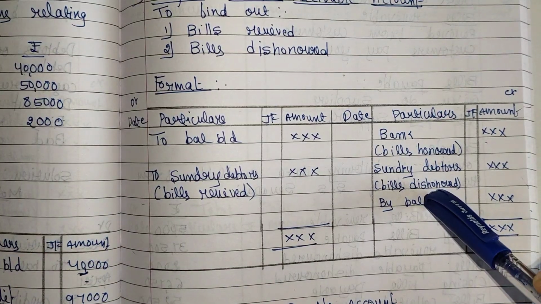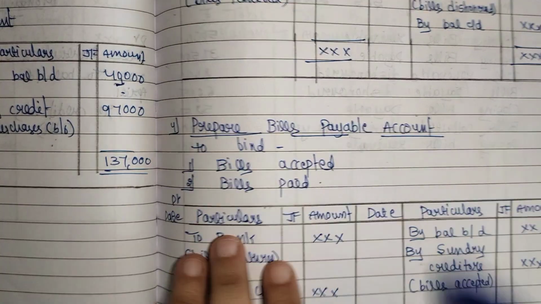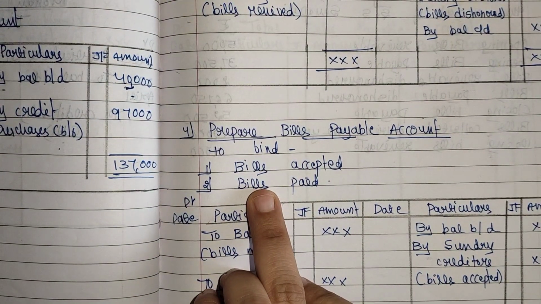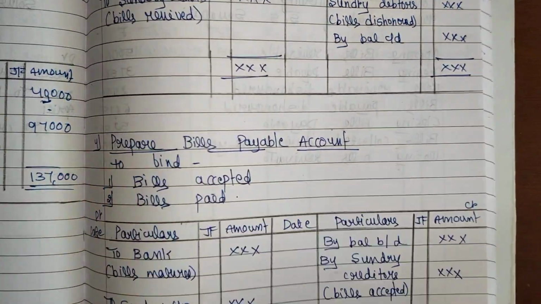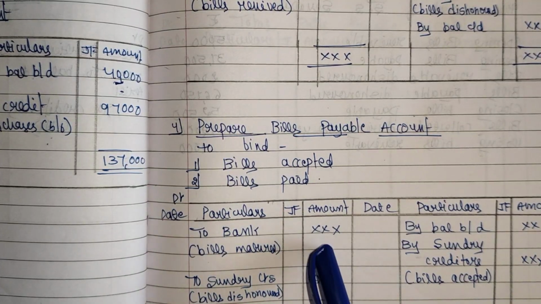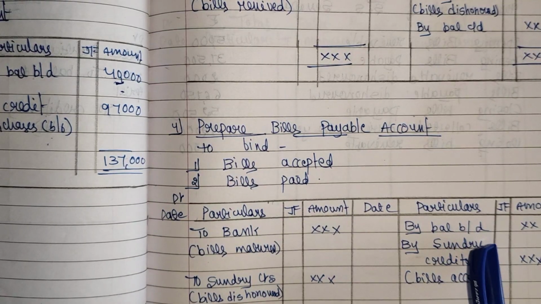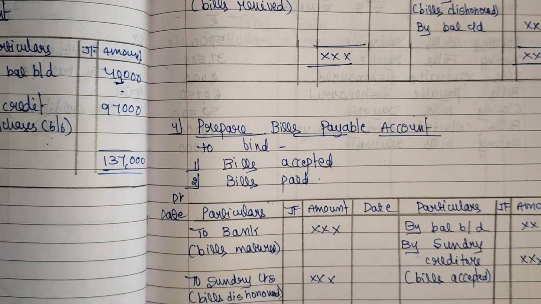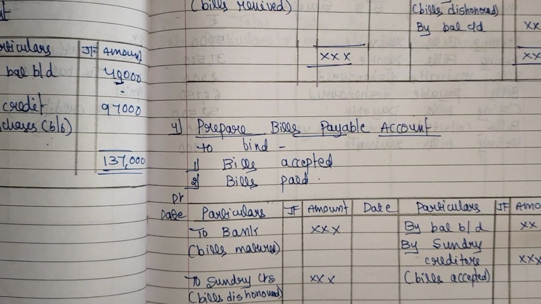I hope this is clear to you all. Now next we will prepare the bills payable account. If we prepare the bills payable account, we are able to find out bills accepted and bills paid. So what is the format? First, on the credit side, by balance brought down means opening bills payable, bills you must pay at the beginning. Clear?